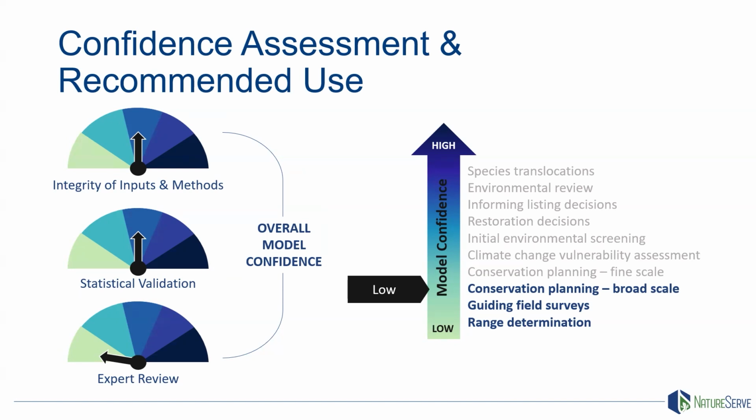For low confidence models, recommended uses include range determination, guiding field surveys, which can then be used to further refine the model, and things like conservation planning at pretty broad scales.